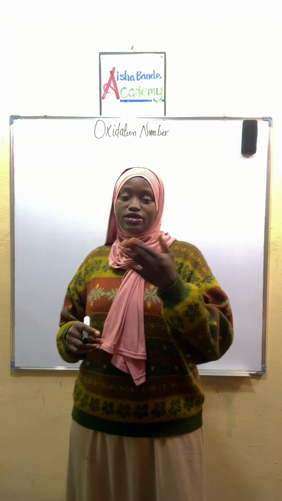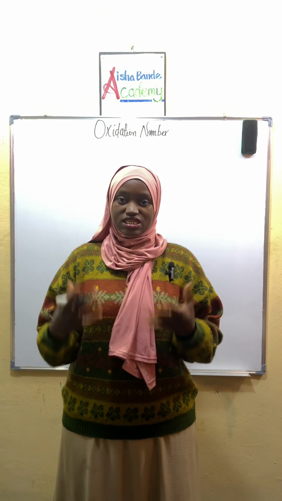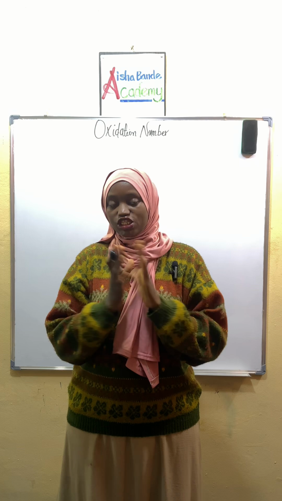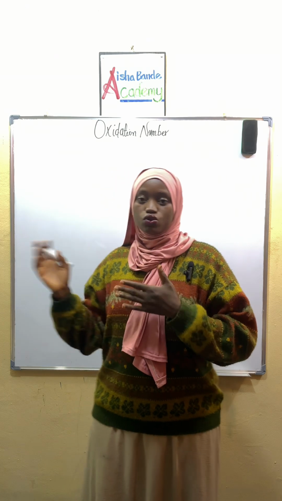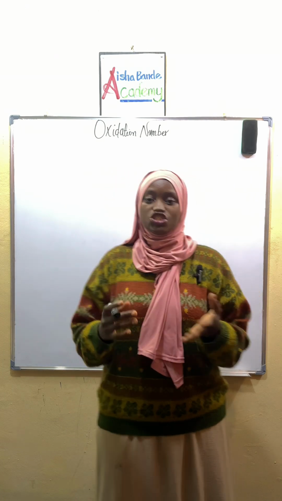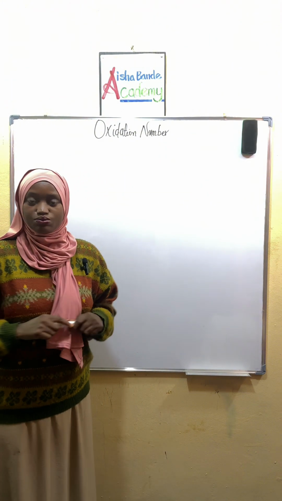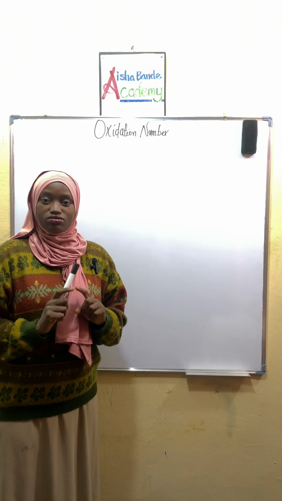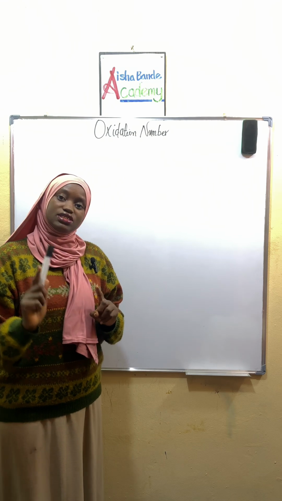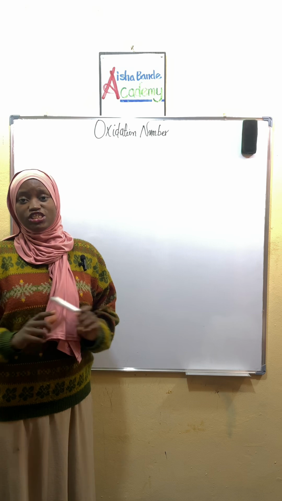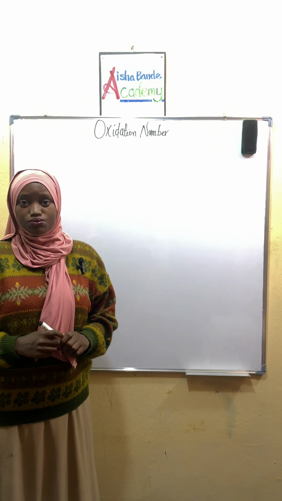And as such, there are some rules governing the use of oxidation number, which we're going to look at today. We state each rule, then explain. So let's start with rule number 1. Rule number 1 governing oxidation number states that for any element on its own, the oxidation number is equal to 0.